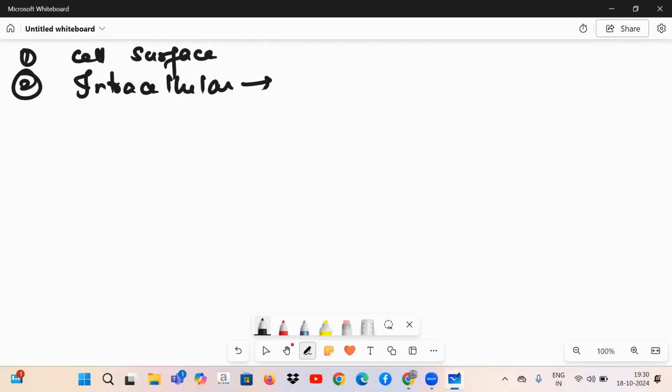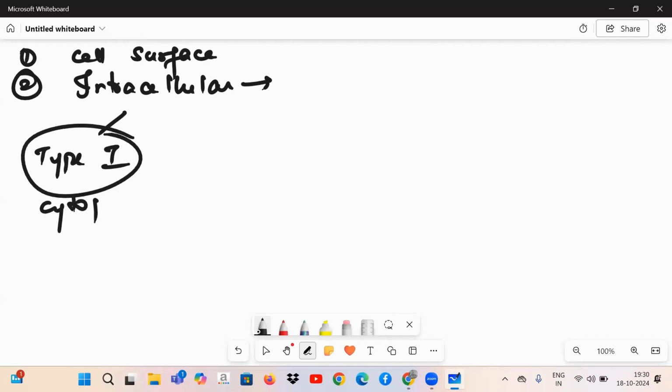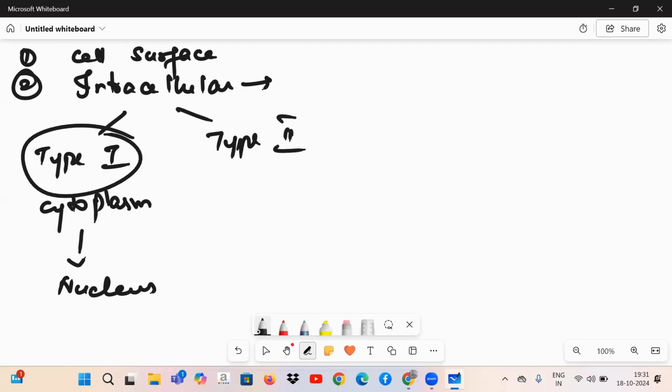Here again, these intracellular receptors are of type 1 and type 2. Type 1 is present in the cytoplasm, so I can call them cytoplasmic receptors, and only then they move into the nucleus. For example, progesterone, androgen and glucocorticoid receptors, all hormone receptors, come under type 1. On the other hand, type 2 is directly present inside the nucleus. These are called nuclear receptors. This is cytoplasmic receptors, this is nuclear receptors.